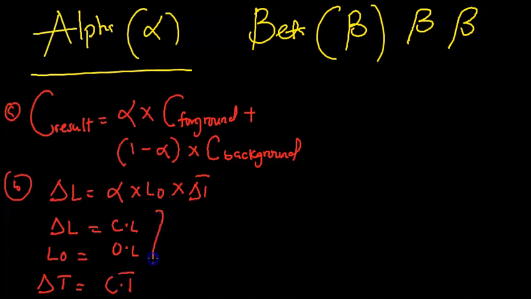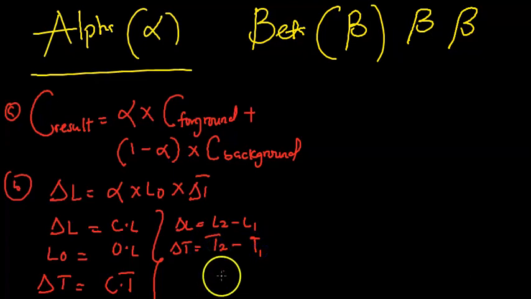But if we are to apply this change in temperature, let's start with the first one. Change in length is simply going to be L2 minus L1. What about the change in temperature? It is going to be T2 minus T1. So for the L naught, it's simply going to be L naught.